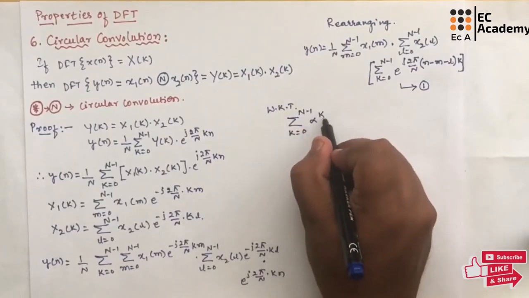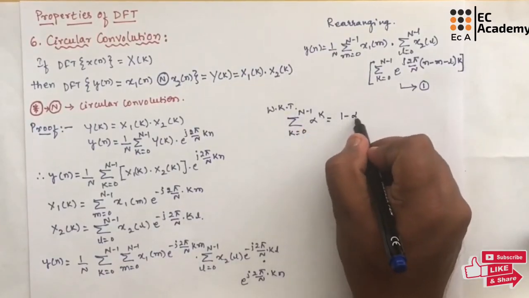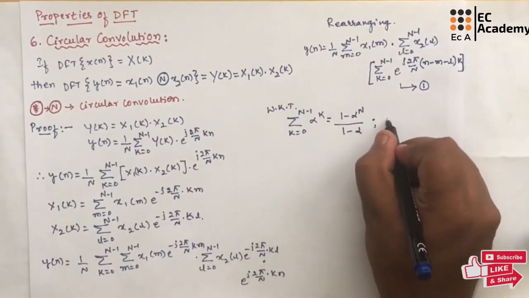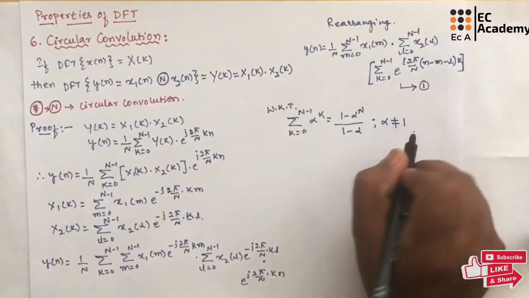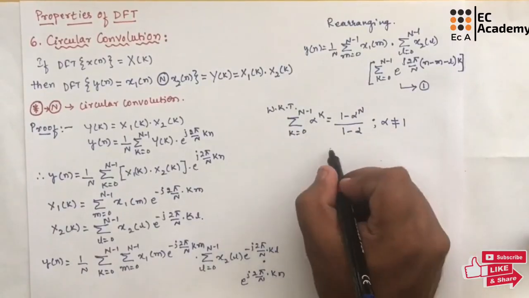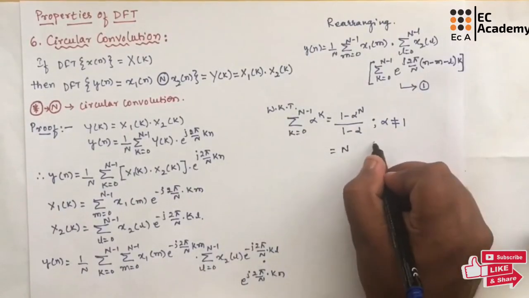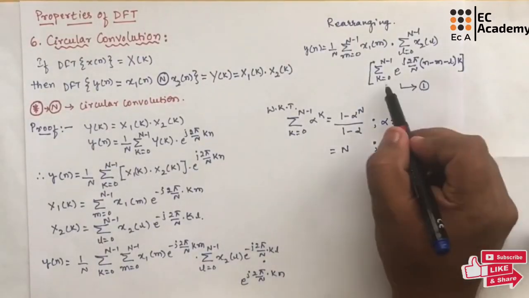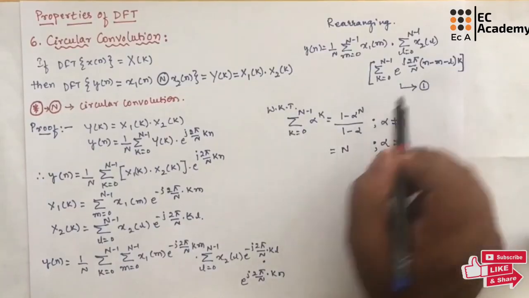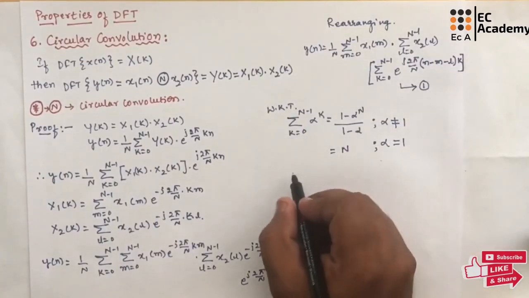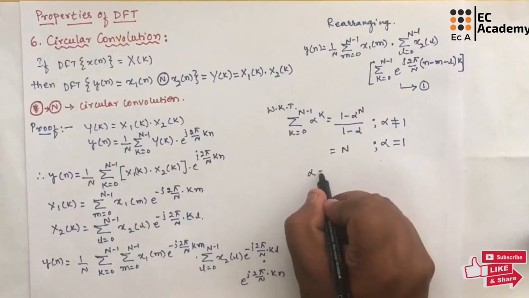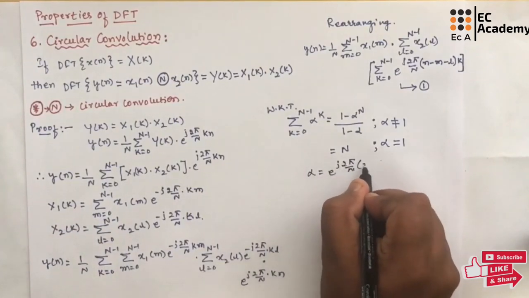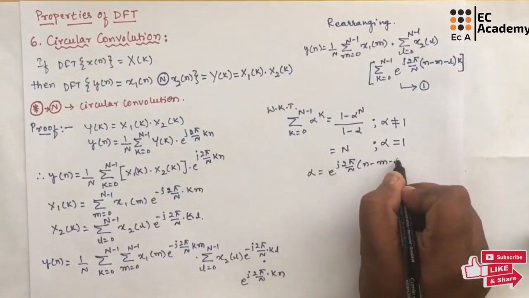Summation of alpha to the power of K can be written as 1 minus alpha to the power of n divided by 1 minus alpha for alpha not equal to 1, and this summation will be equal to n for alpha value equal to 1. Here if we take this bracket term and relate it with this equation, we can say alpha will be equal to e to the power of j 2 pi by n into n minus m minus L.